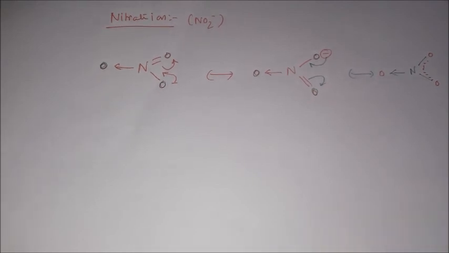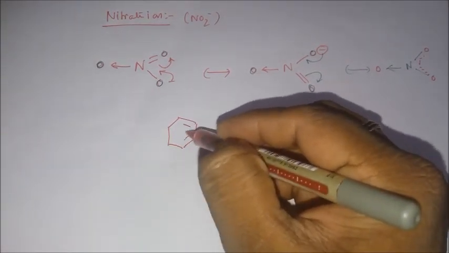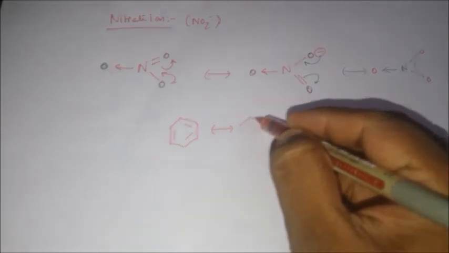Even in a molecule like benzene, you have the same. This is a benzene ring, where the electrons move like this.